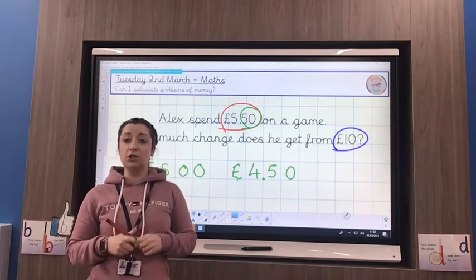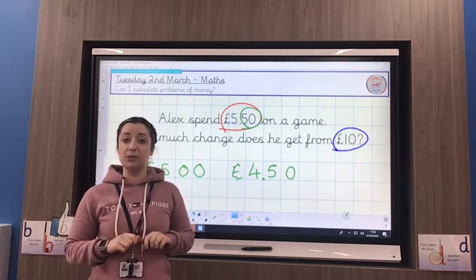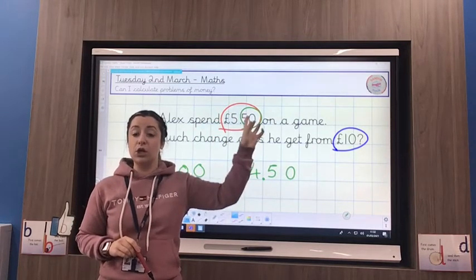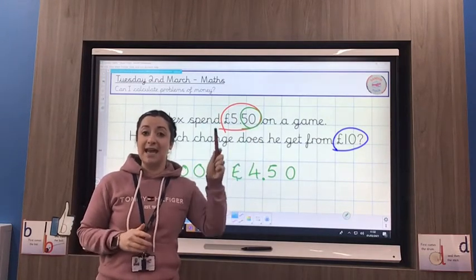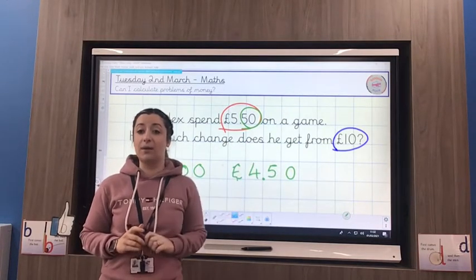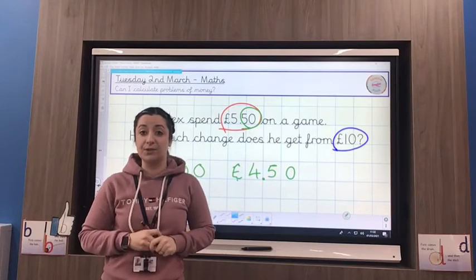So when you come to do a similar question that's in your book to this, start by chunking. So you'll chunk how many pounds, chunk how many pence, take away your pounds from the total amount first, and then take away your pence afterwards.